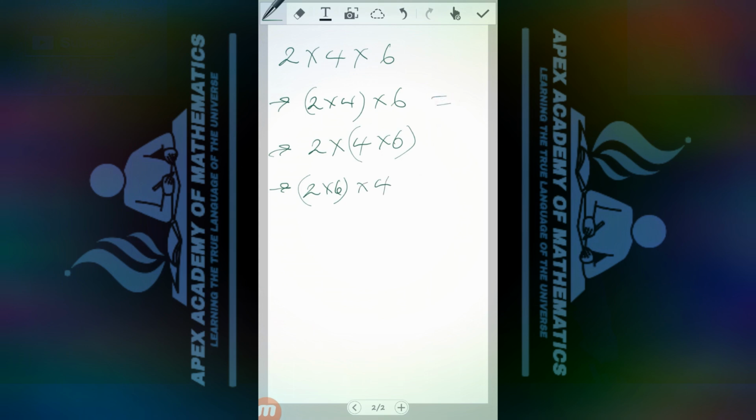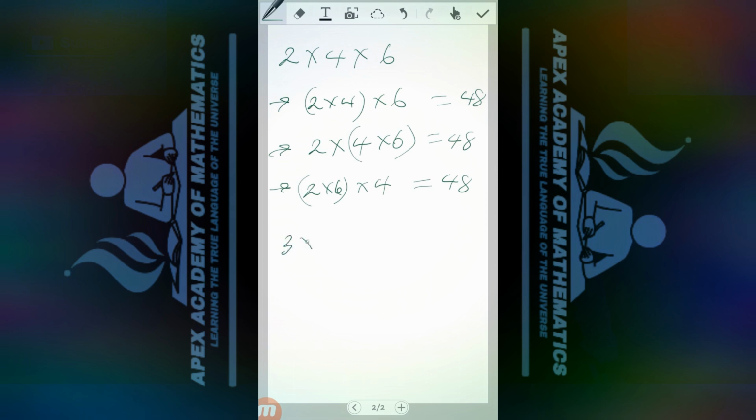I'm always going to get an answer of 48 for each of these products here. So the order in which you decide to group numbers that are being multiplied together does not change your result. However, for addition, it's the same principle.